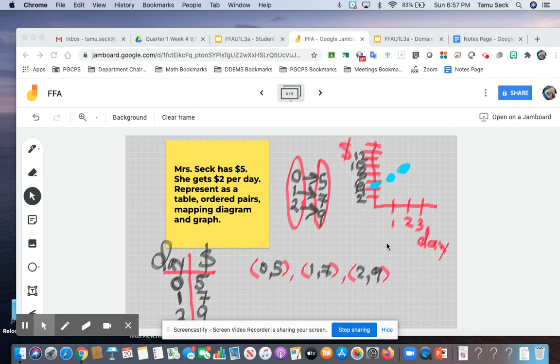And 8 has one output, 10 has one output, and 12 has one output. So this is a function. So this video will support the things that you're doing in this Google slide.